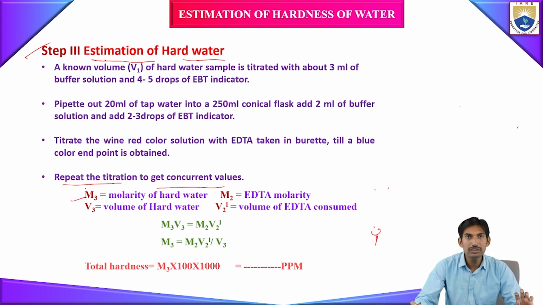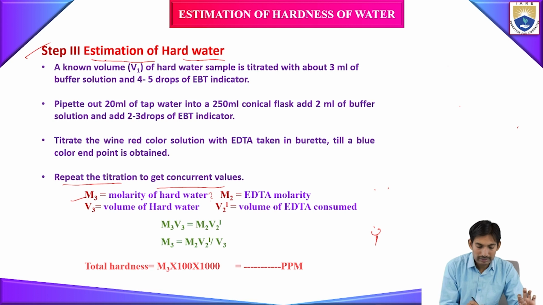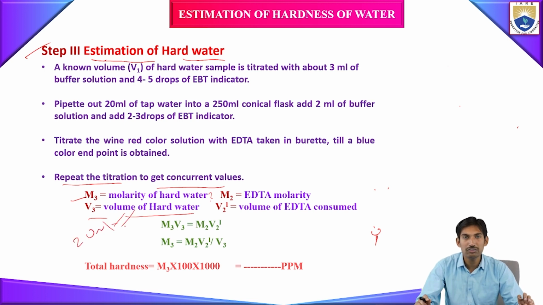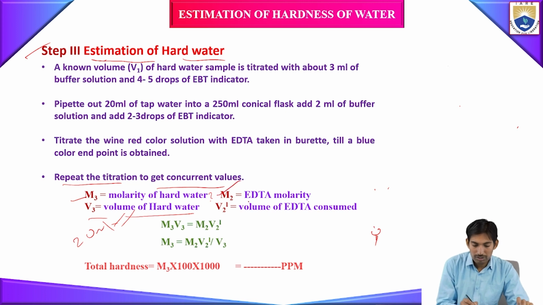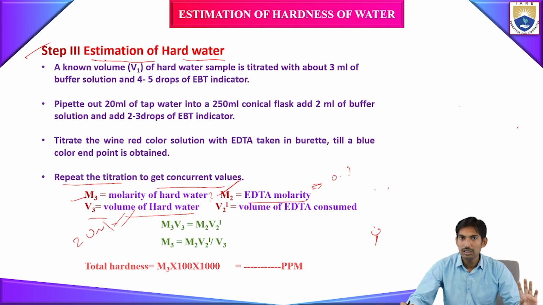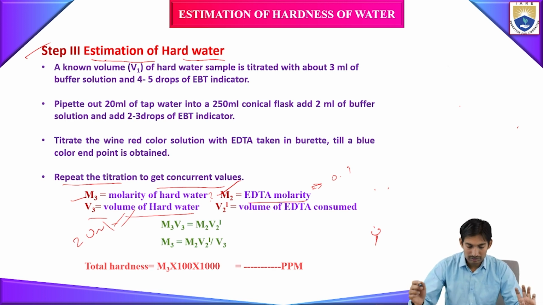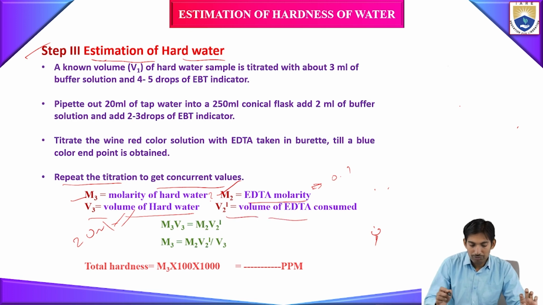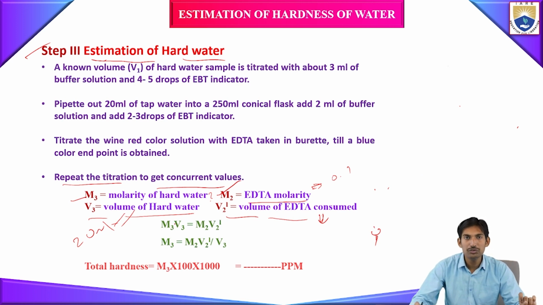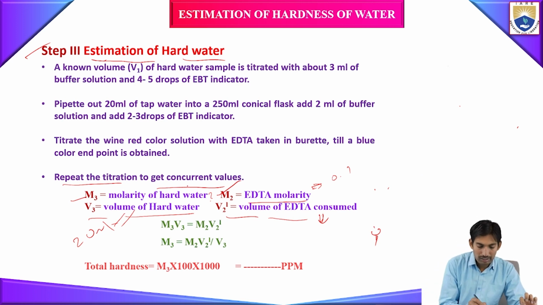Let's take M3 as the molarity of hard water. We don't know it; we have to calculate the molarity of the hard water. Then V3 is the volume of hard water. How much have we taken? 20 ml in this case. This contains both temporary hardness causing salts and permanent hardness causing salts. Then M2 is nothing but the EDTA molarity, which we already obtained from the previous step by using magnesium sulfate. Then V2 dash means volume of EDTA consumed, which we get from the burette readings. Then by using the M3V3 = M2V2 formula, we can calculate the molarity of hard water.